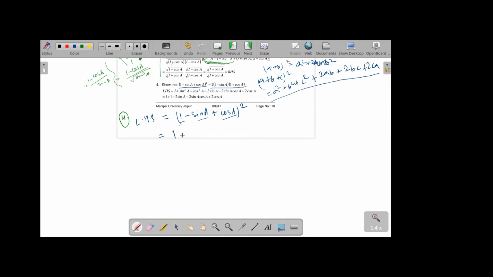So 1 square is 1, minus sine a square, sorry, sine square a.